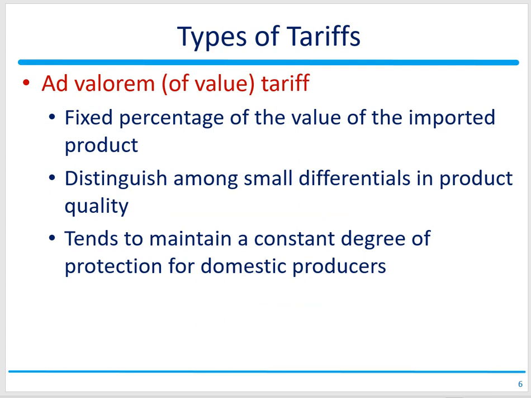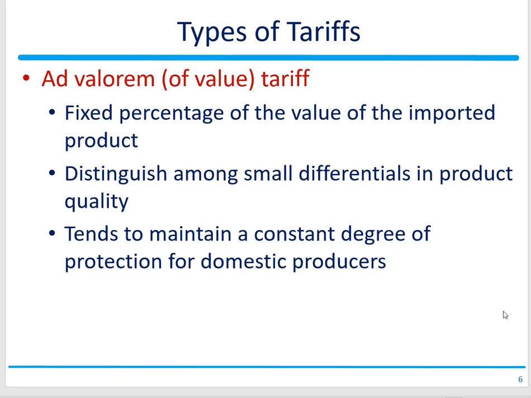There's the ad valorem tariff, which is basically a fixed percentage of the value of the good imported, not a fixed dollar amount, but rather a fixed percentage. The key difference between the specific tariff and the ad valorem is the degree of protectionism that they offer. Because if it's a specific dollar amount, the degree of protectionism depends on the value of the good.